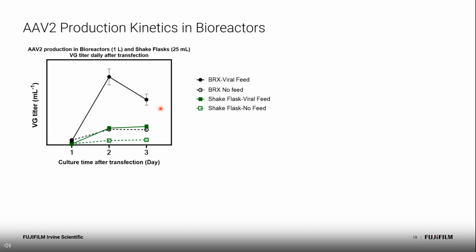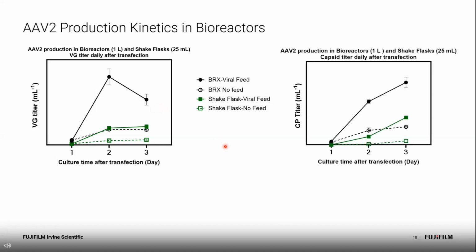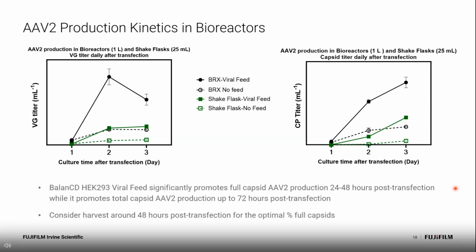However, the capsid titer showed quite a different trend with continuous increase up to 72 hours post-transfection, especially for viral feed cultures in both bioreactors and shake flasks, as indicated by the solid lines. Therefore, the addition of viral feed changed the AAV2 production kinetics for both viral genome titer and capsid titer in this case. To achieve the optimal VG over CP, or percent full, 48 hours post-transfection is the optimal harvest time rather than 72 hours.